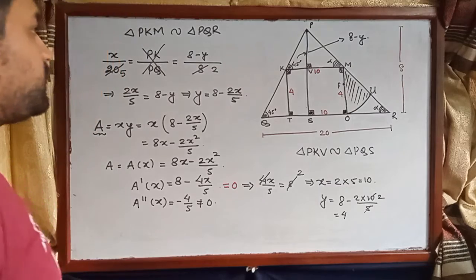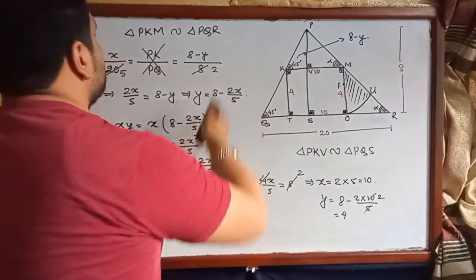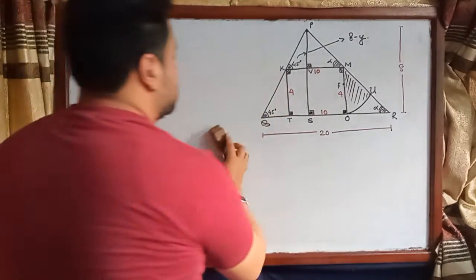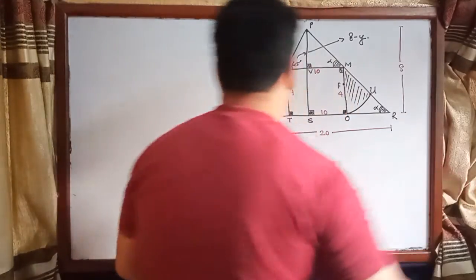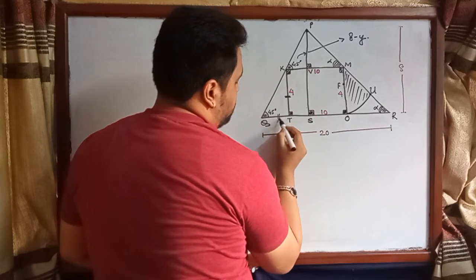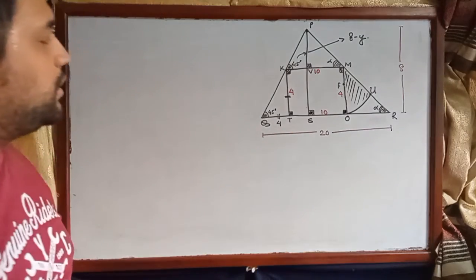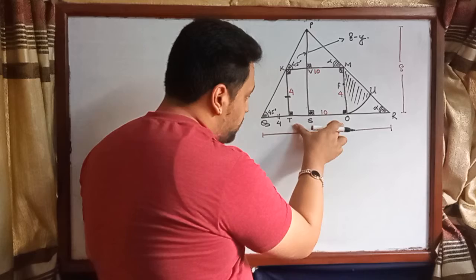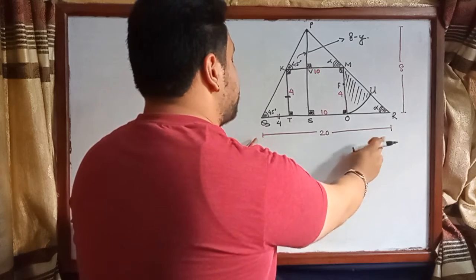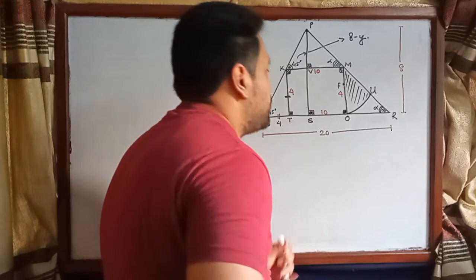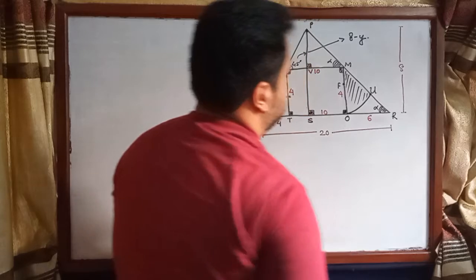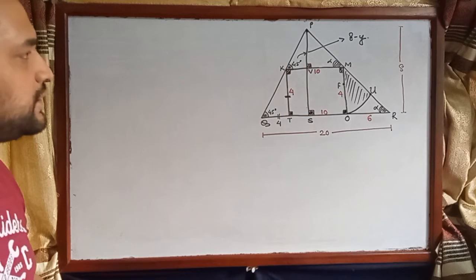Now, let's see. This angle is 45 degrees, so it may not look it, but this side will be equal to this side, isn't it? 4. And this side is 10. So this length QO is 14. And so 20 minus 14 is 6. Hence we have OR is equal to 6. Okay? OR is equal to 6.